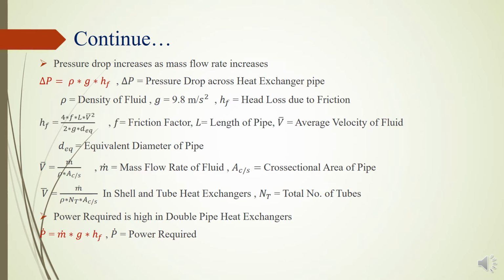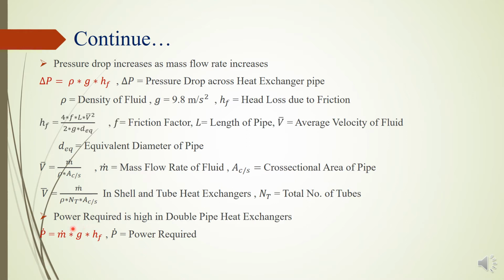We can see from the formula that delta P = rho g hf, where hf is the head loss, and hf = 4 f l v squared by 2 g d equivalent, where v is the average velocity of the fluid. So v = m dot by rho times area, where area is the cross-sectional area of the pipe, and m dot is the mass flow rate. As we increase the mass flow rate, our delta P, that is the pressure drop, will also increase.